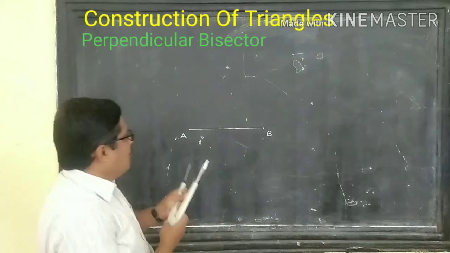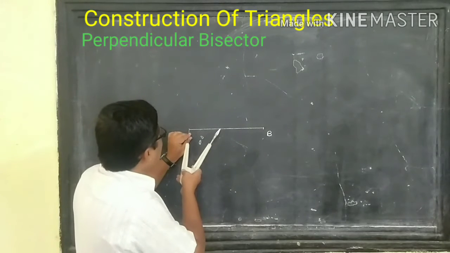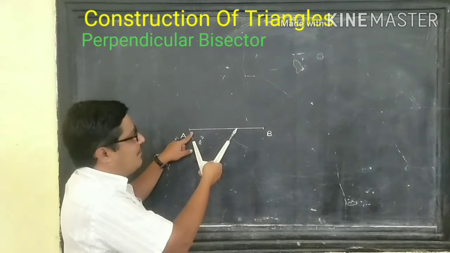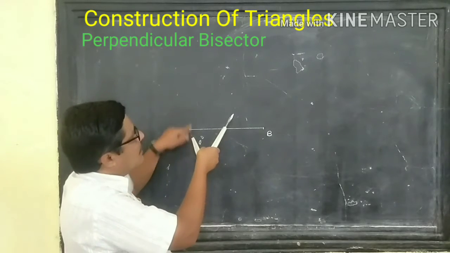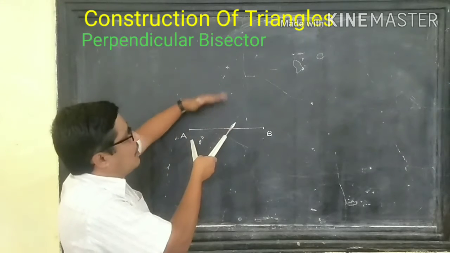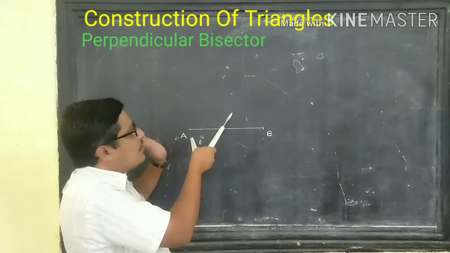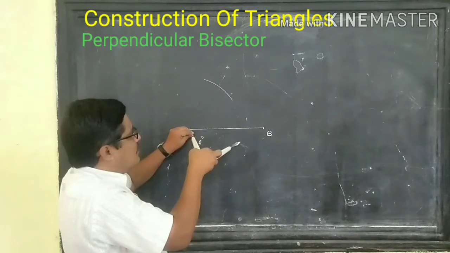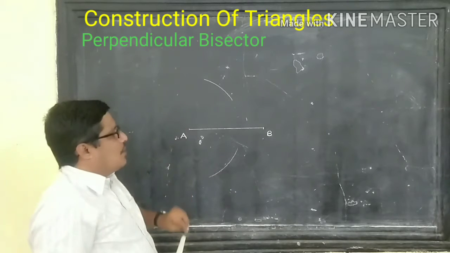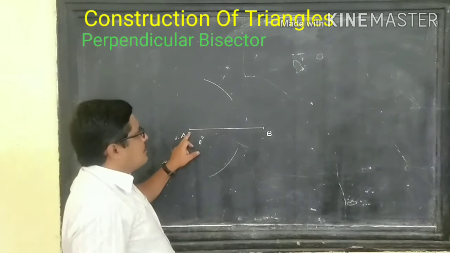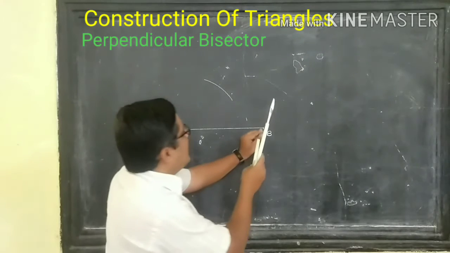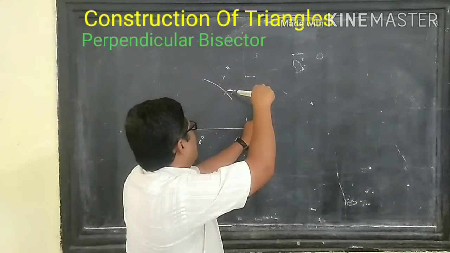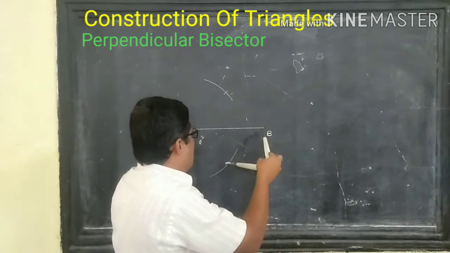For that, we have to take more than half distance as radius. Why we have to take more than half distance? Because whatever the arcs that we are going to draw on upper side and lower side should intersect each other. Therefore, we have to take more than half distance, and in this way we can draw the arcs from center A. Now we have to intersect it from center B. So in this way we can draw arcs.